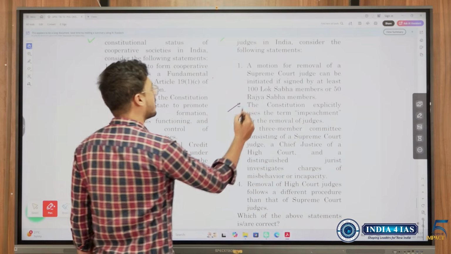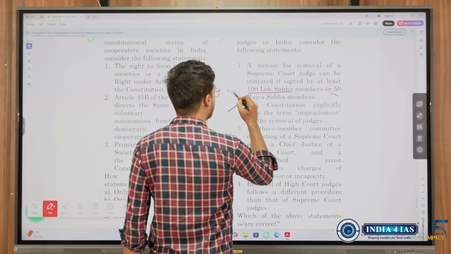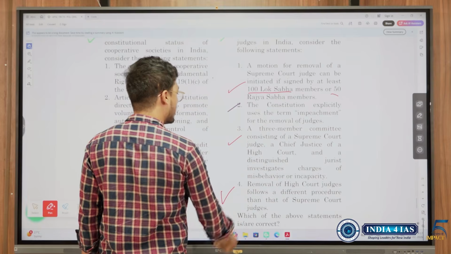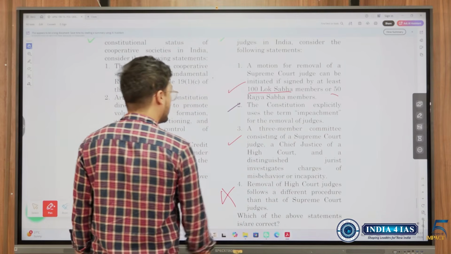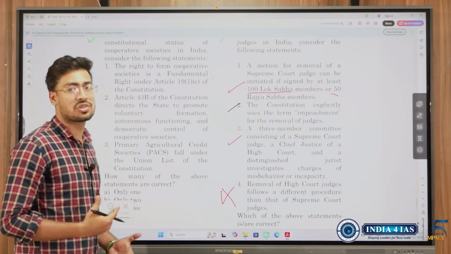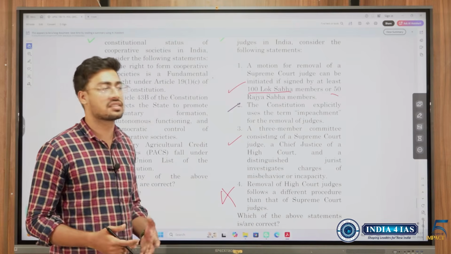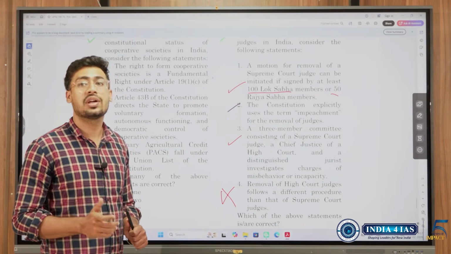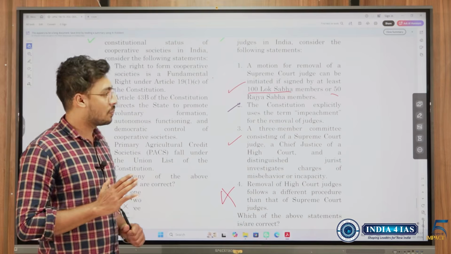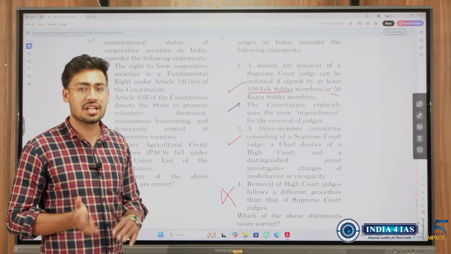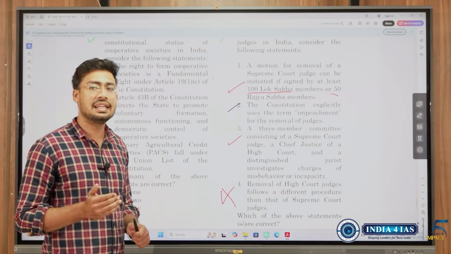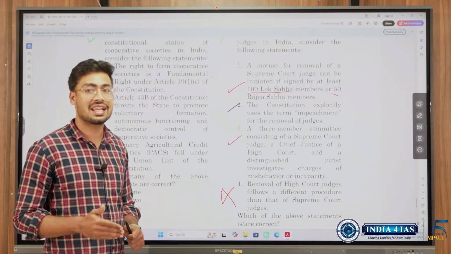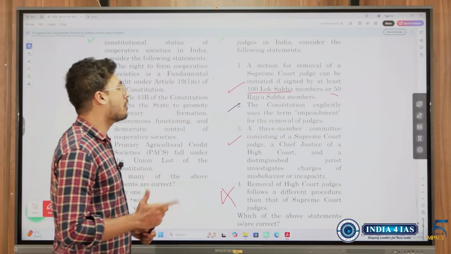Motion for removal of judges: 100 Lok Sabha members, 50 Rajya Sabha members, correct. 3-member committee, this is also correct. Removal of High Court judges follows a different procedure than that of Supreme Court judges, wrong. See, the detailed procedure for the removal of High Court or Supreme Court judges is not mentioned in the Constitution. It is mentioned in the Judges Inquiry Act. So the procedure followed to remove a Supreme Court judge or a High Court judge is similar. And in India, till now since independence, no High Court or Supreme Court judge has been removed. This is another thing we need to be aware of.